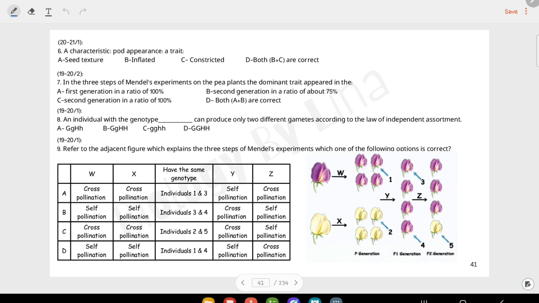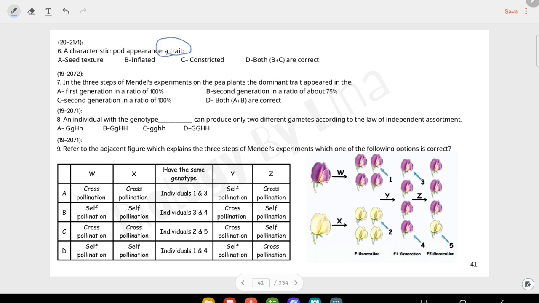An example of a characteristic is the pod appearance. What is the difference between character and trait? Character is the genetically determined, heritable feature. Character is when we talk in general, for example, we say flower color, pod color. But traits are the different variants or the alternative forms of the character. For example, when we say pod appearance, this is a character.